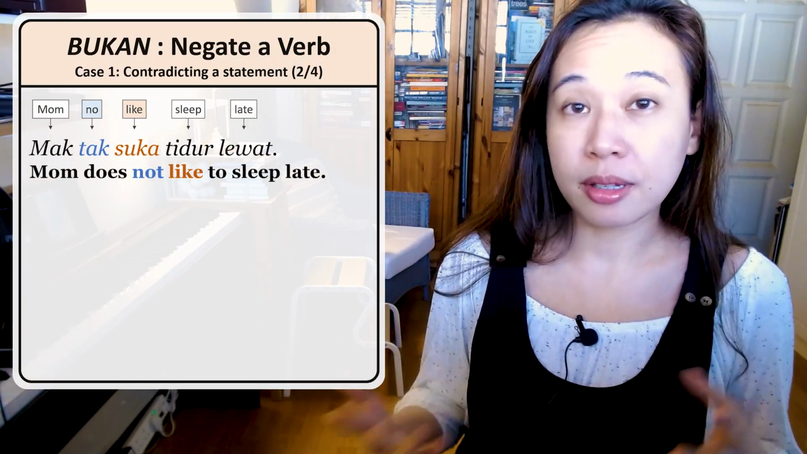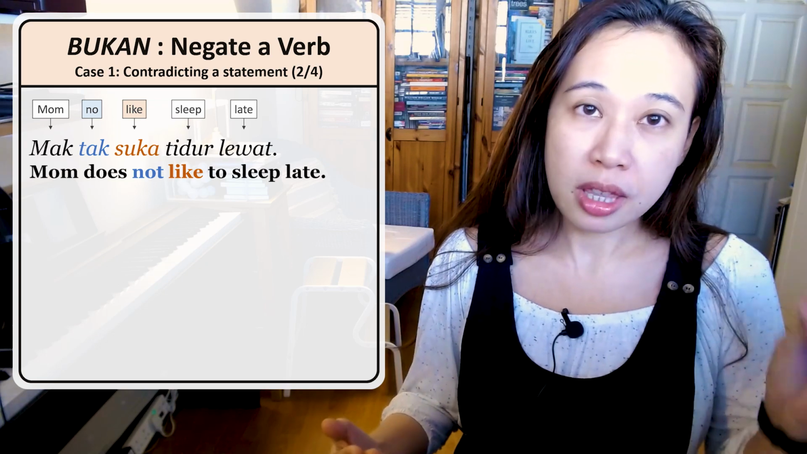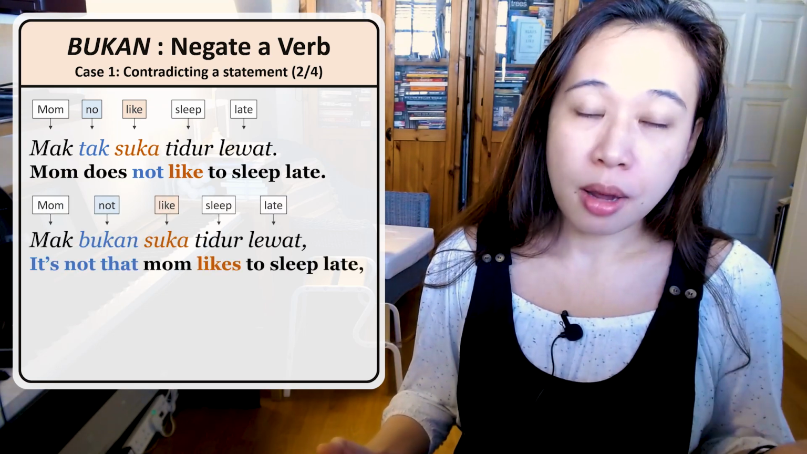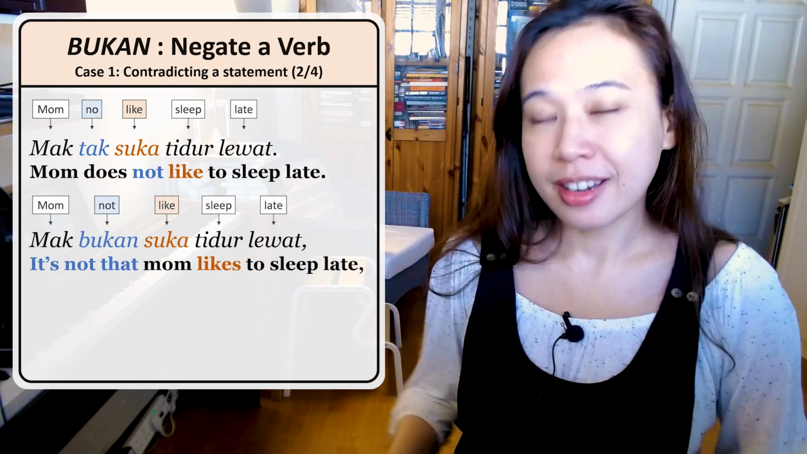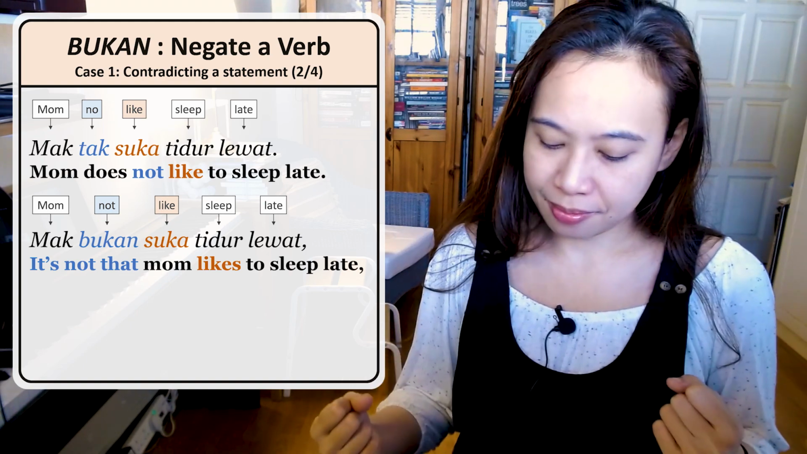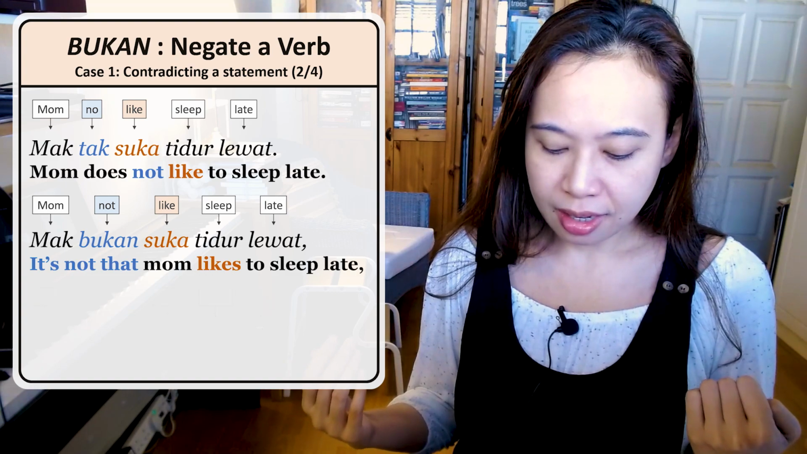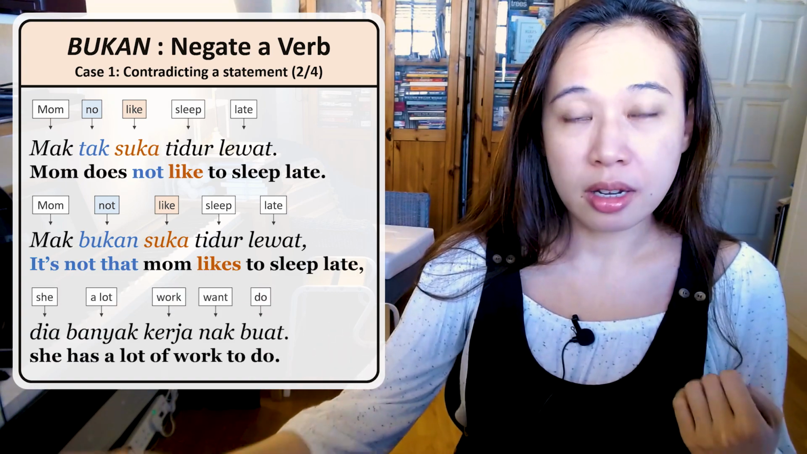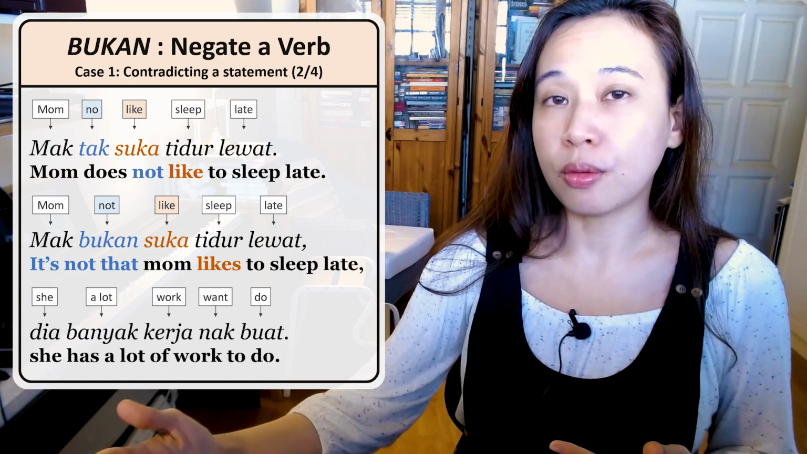Alright, mom does not like sleeping late. Switch it with bukan. Mak bukan suka tidur lewat. It's not the case that mom likes to sleep late. So what's the case? The case is, dia banyak kerja nak buat. She has a lot of work to do.